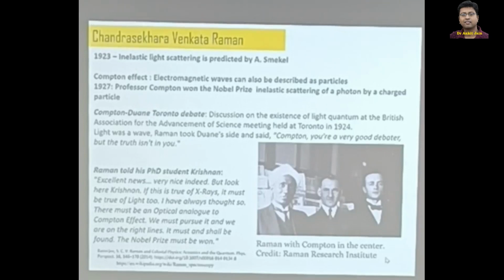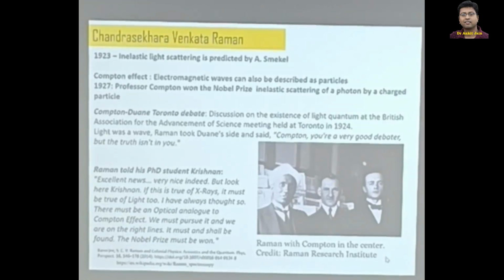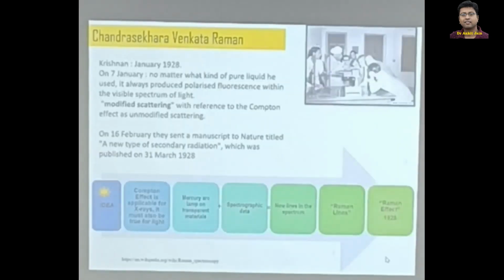And they started working immediately after the 1927 Nobel Prize, and by February they had their results in 1928, and that is when Sir C.V. Raman discovered the inelastic scattering of light waves. So January 7th of 1928, they did the modified scattering of light.